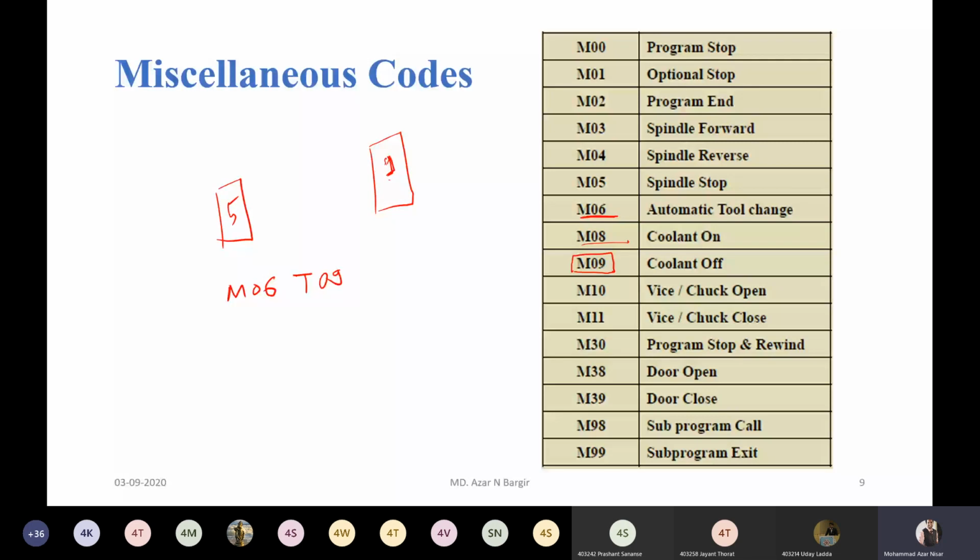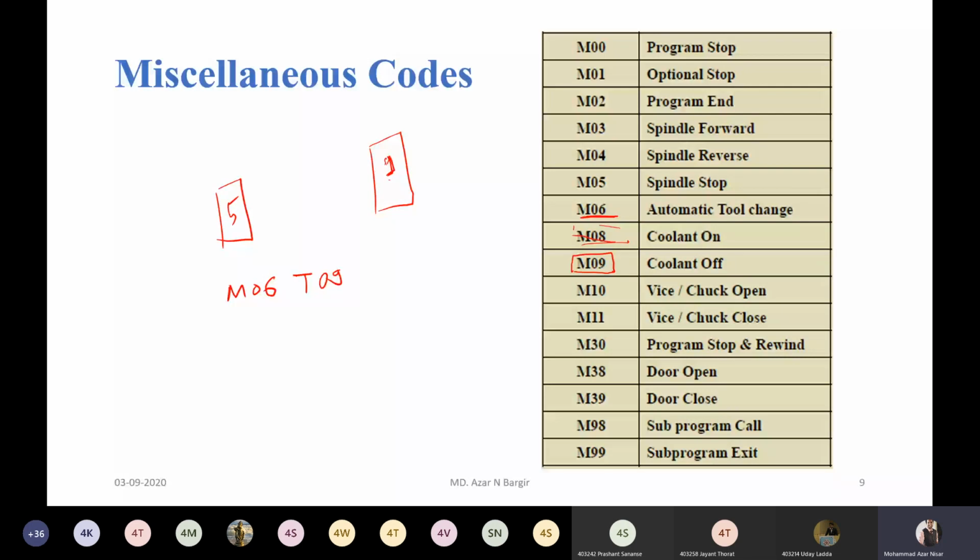That M07 is for coolant on with some rate of flow. Then M08 is at the fast flow. So in that way, you can use that M07 and M08. Okay, M09 is to coolant off only.